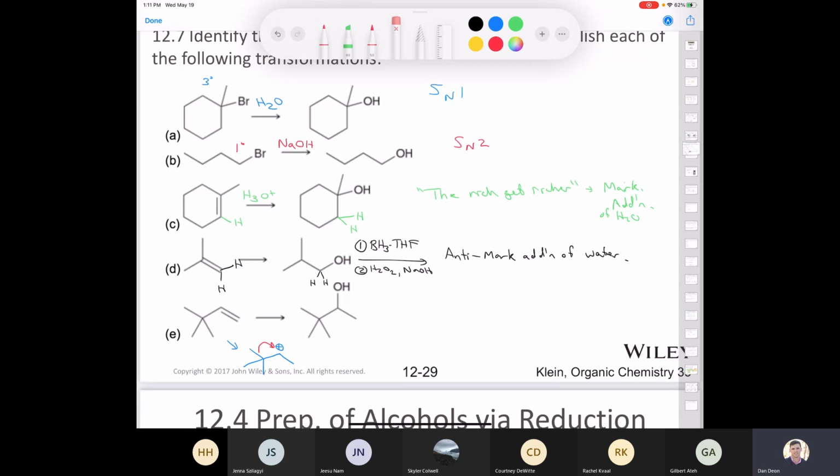And the way that we avoid that, and we spoke about that on the previous slide, is that we use oxymercuration, demercuration. So what are the conditions for oxymercuration, demercuration? And you have to have these memorized. The first step is you treat it with mercuric acetate and water together. And then in the second step, you treat it with sodium borohydride.